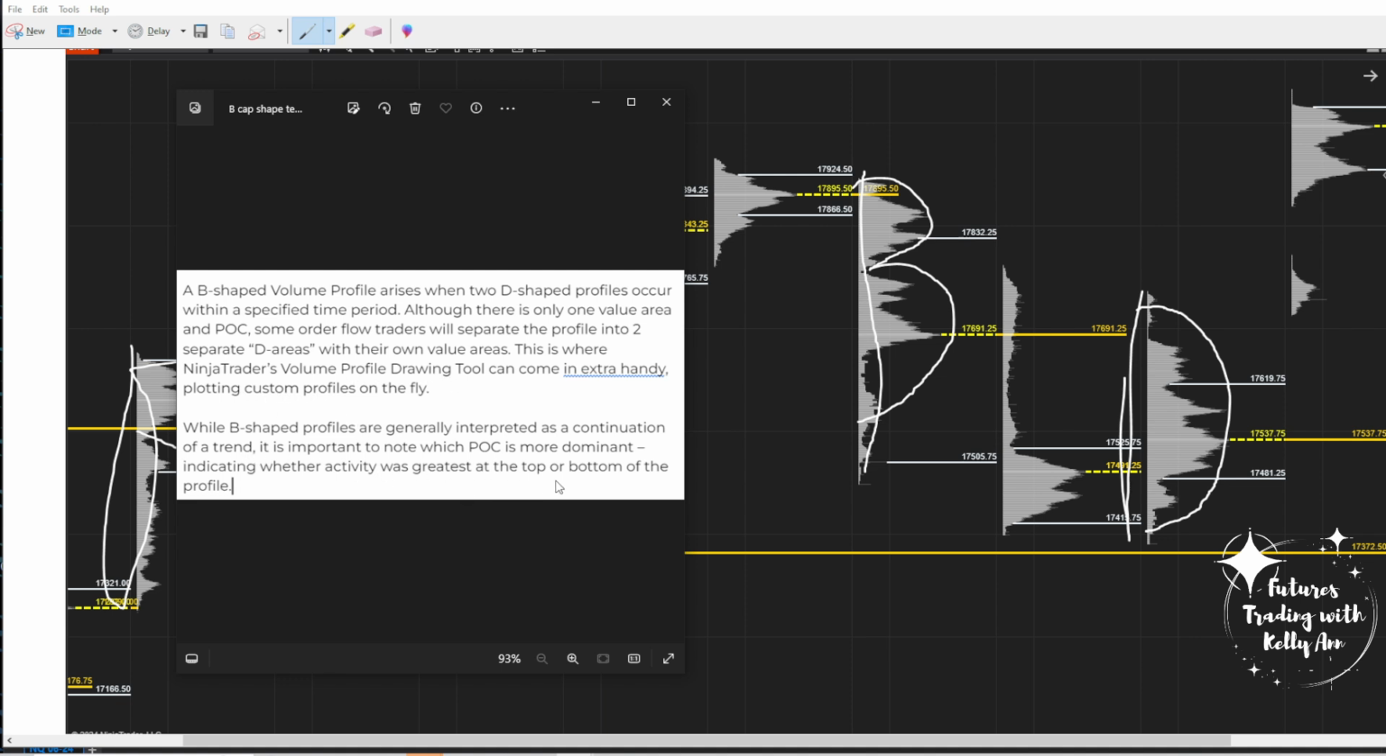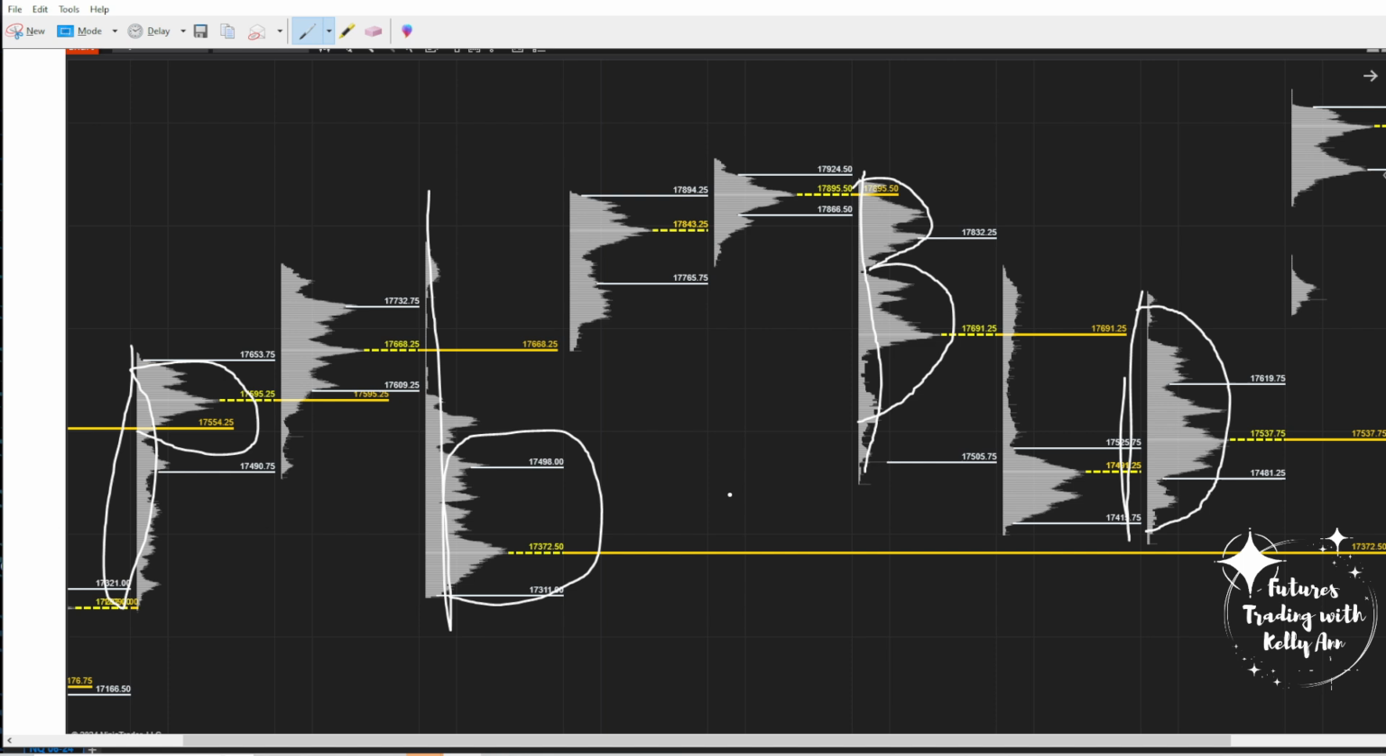B-shaped profiles are generally interpreted as a continuation of a trend. It is important to note which POC is more dominant, indicating whether activity was greatest at the top or the bottom. So here we have a B-shaped profile. Clearly we know that the volume was larger at the POC, so there was less volume up here.